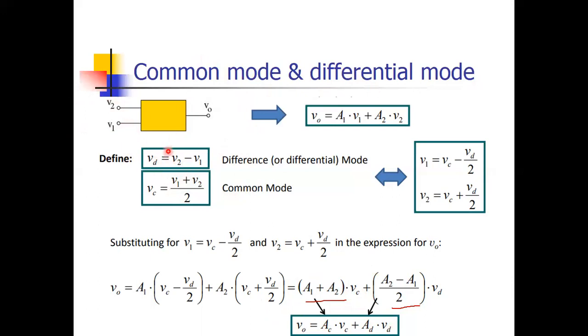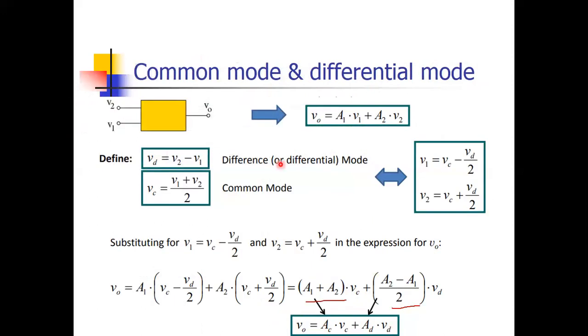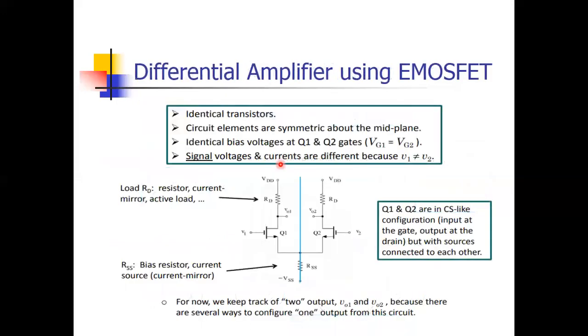Okay, so by solving these two equations, we will have the values of V1 and V2; put them in this equation. The output voltage is basically the common mode gain multiplied by the common mode voltage, plus the differential gain multiplied by the differential voltage. So this is the basic differential amplifier, and the topic is the differential amplifier using E-MOSFET, meaning enhancement metal oxide semiconductor field effect transistors.